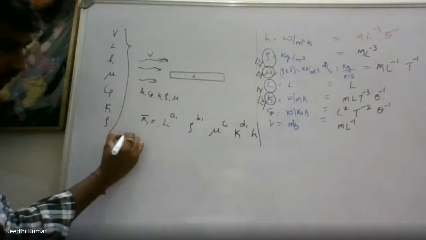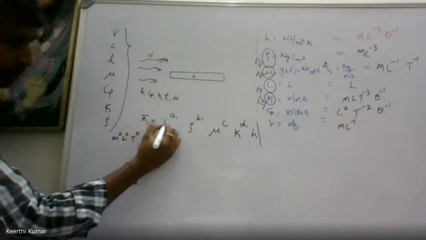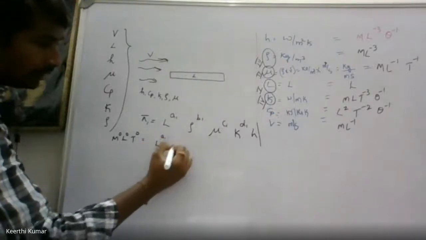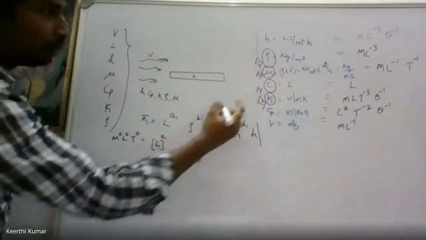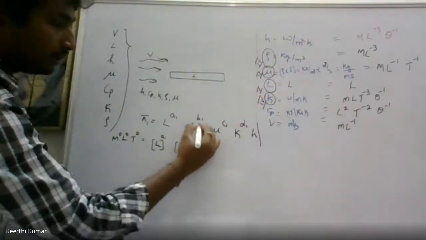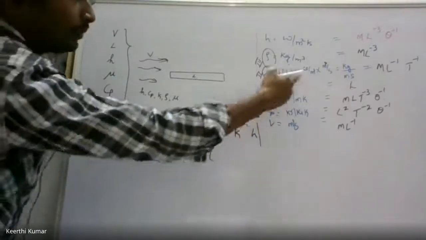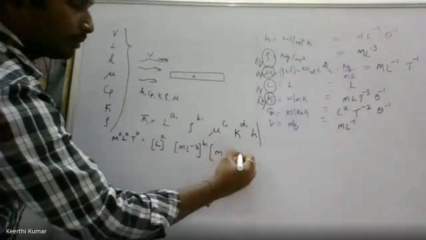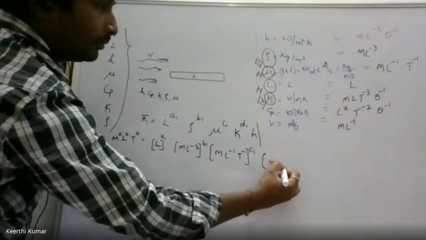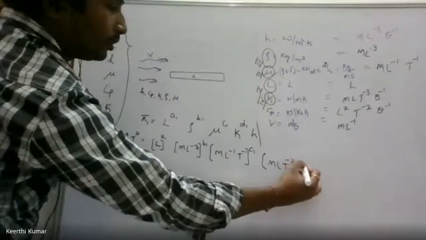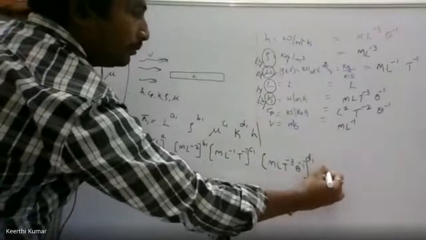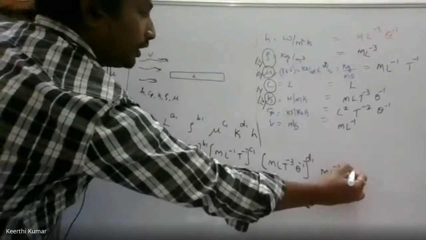M to the power of 0, L to the power of 0, T to the power of 0 for pi 1, that is equal to L. What is the unit for L? The unit is L only, L to the power of a1. And what is the unit for rho? The unit is M L to the power of minus 3, whole to the power of b1. Similarly, mu is M L to the power of minus 1 T to the power of minus 1, whole to the power of c1. K is M L T to the power of minus 3 theta to the power of minus 1, to the power of d1. And what is the value of h? M L to the power of minus 3 theta to the power of minus 1.